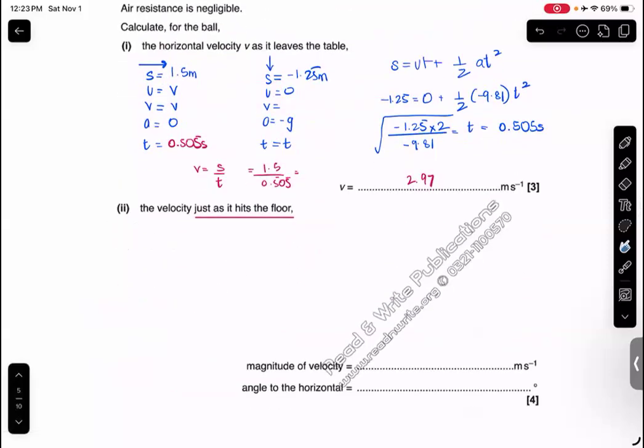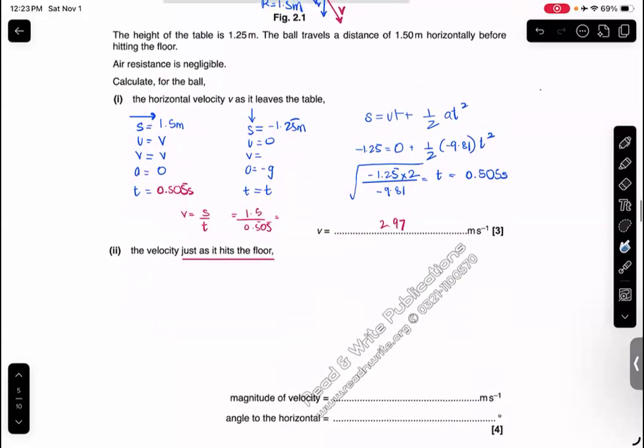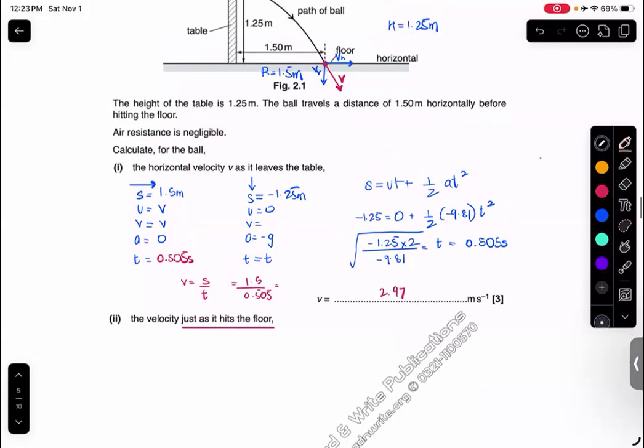That's basically what they're trying to find out, right? Because they're asking you to find out the velocity just as it hits the floor. They're not asking you to find out horizontal or vertical. So that means you have to do both of them. Any ideas how to solve this question? Yes, Ariz.